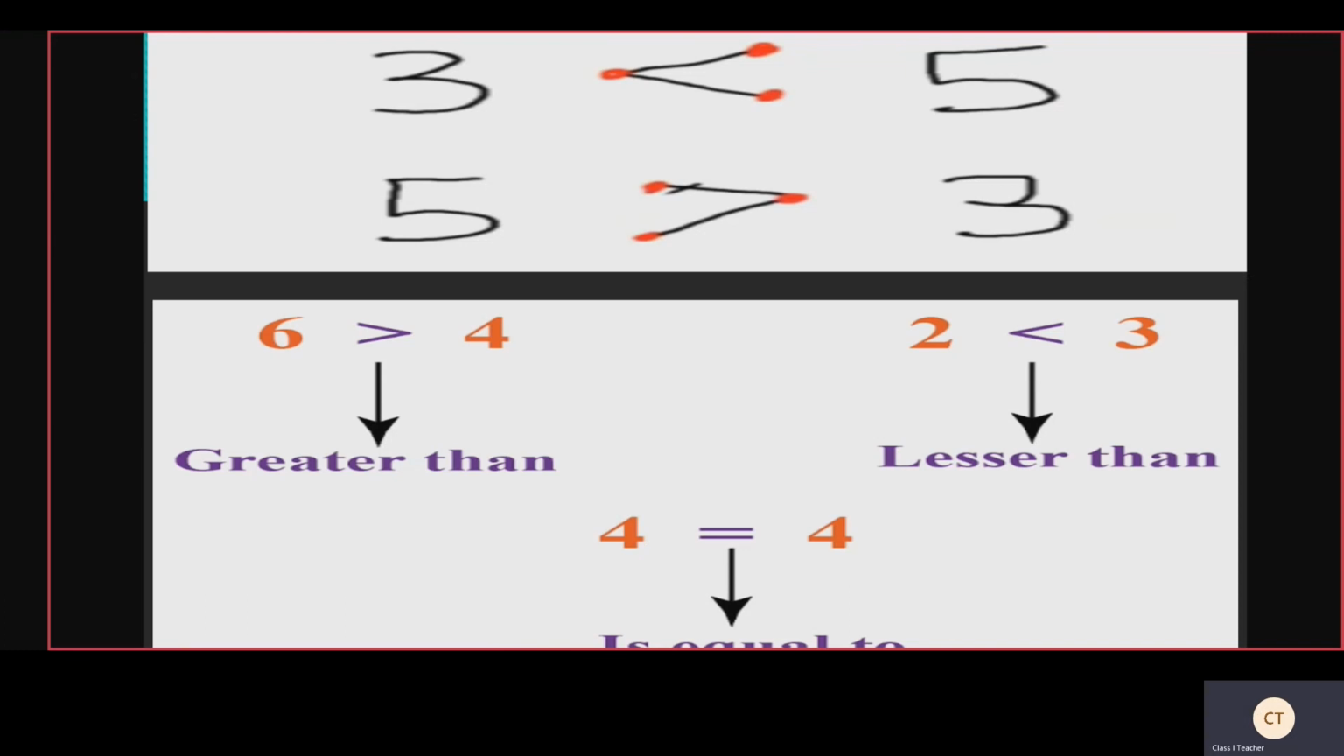Here are a few more examples, children. Look here. 6 is greater than 4. And 2 is less than 3. Here, 4 and 4, children, look at this. 4 is equal to 4.